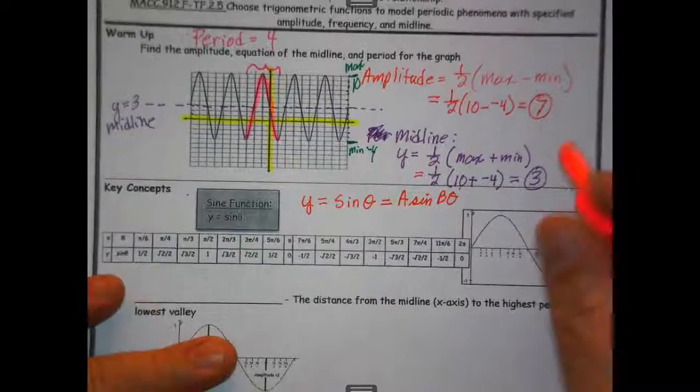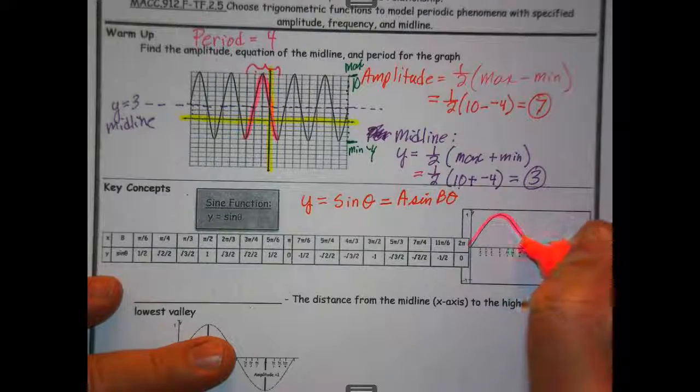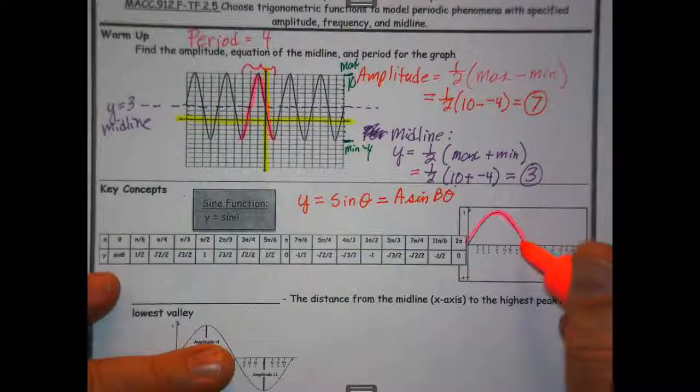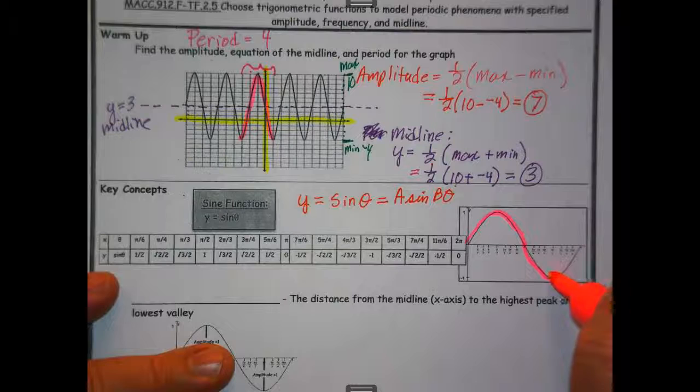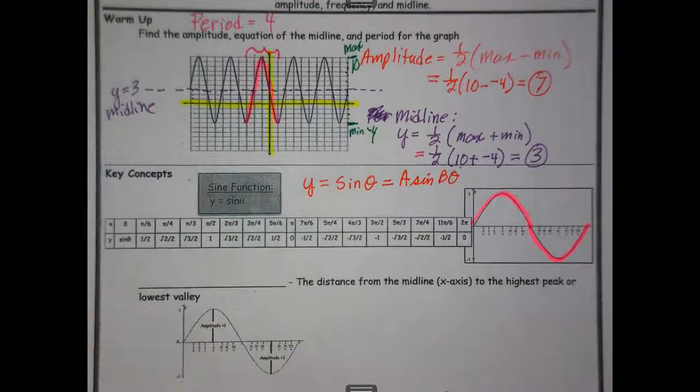Starts at 0, hits its max, which is 1, goes through 0 again at pi, then it hits its minimum at 3 pi over 2, and then hits its end of the cycle at 2 pi.